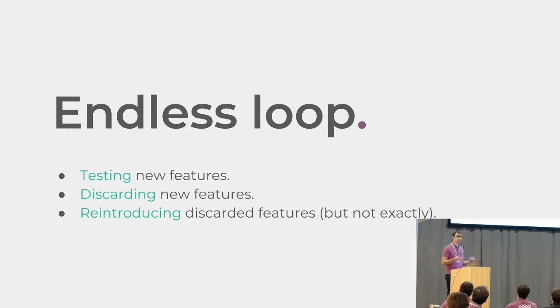And yes, in this endless loop, we will try new features. We will discard new features. And we will even reintroduce discarded features, but not exactly in the same way. For example, in the documents application, the folder system that you can see nowadays in Odoo 12 had, I think, 4 implementations. And the final one is kind of the second one, but not exactly. But it's okay. That's not a bad thing. It was a process to refine.